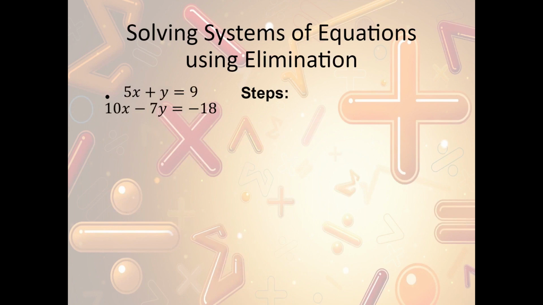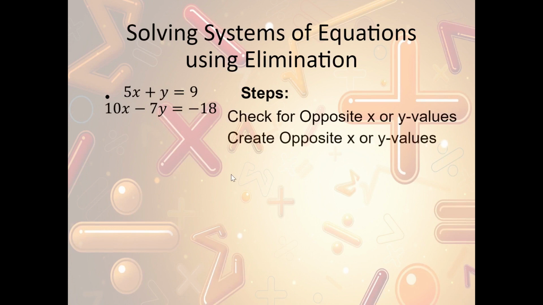Let's look at another example. We have 5x plus y is equal to 9 and 10x minus 7y is equal to negative 18. So again, check for opposites. Well, 5 and 10 are not opposites and 1 and negative 7 are not opposites. So I need to create opposites.